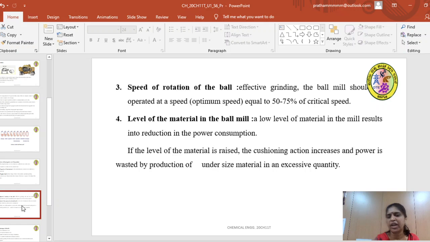And then the speed of the rotation of the ball mill is very important. For effective grinding, the ball mill should be operated at an optimum speed equal to 50 to 75% of the critical speed. Beyond the critical speed, as we have learnt, what is critical speed, what is centrifuging, what is operating speed, keeping all that in mind, it should not cross the critical speed. If it is at 75% of the critical speed, optimum grinding comes. That is considered in the speed of the rotation of the ball mill.